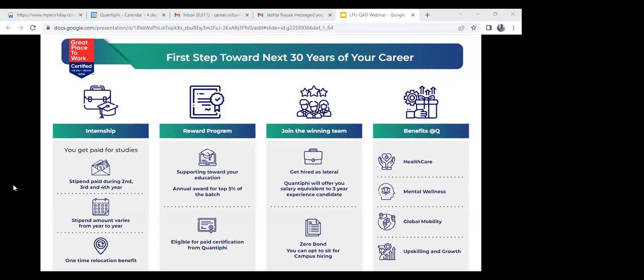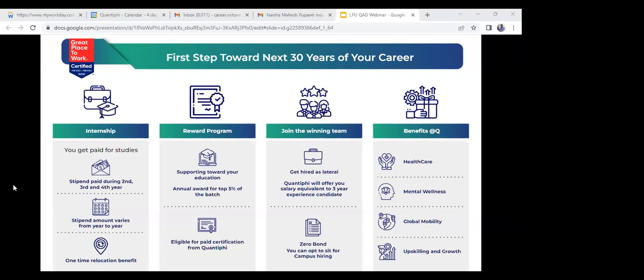And here comes one of the beautiful things: this is a zero bond. While you're doing all this, we are not restricting you to stay with Quantifi alone. We are happy to allow you to sit for other companies' placements as well. We are open for it.